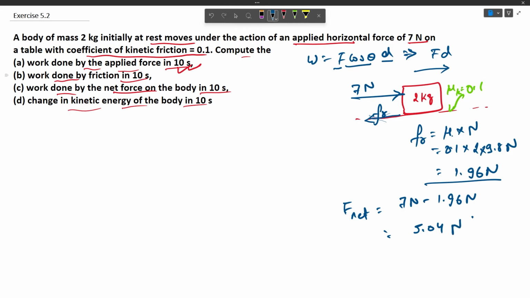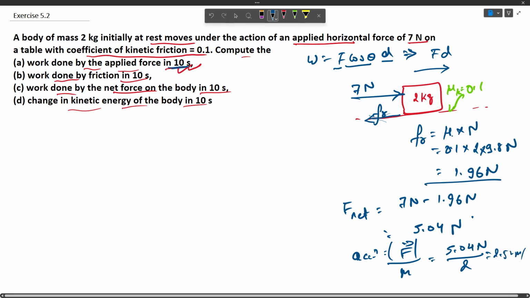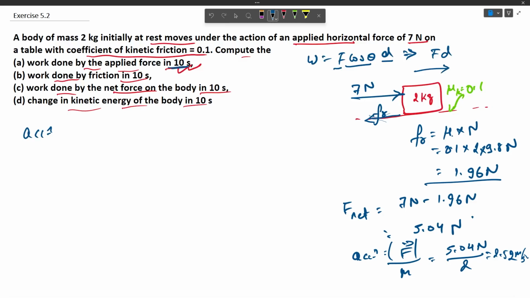Now in order to find out the displacement in 10 seconds, we need to have acceleration. Now acceleration is defined as force divided by the mass. So force here is 5.04 Newton divided by mass, that is 2. Now this will give out the acceleration, that is 2.52 meter per second square. So we have acceleration now, that is 2.52 meter per second square.